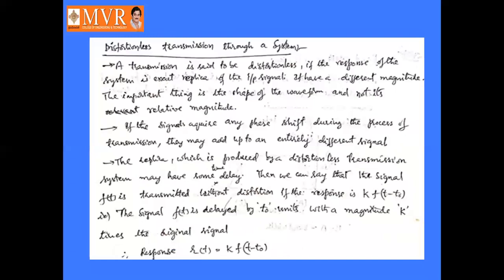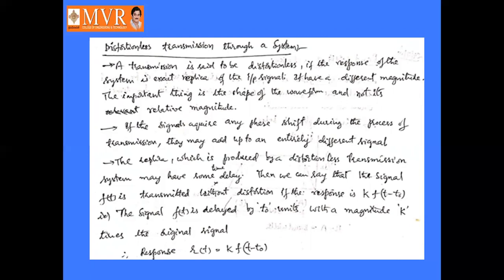Next, coming to distortionless transmission through a system. What is meant by distortionless transmission? A transmission is said to be distortionless if the response of the system is an exact replica of the input signal. So the output is nothing but the input. If the output is exactly the same as the input, then we can say that it is a distortionless transmission.